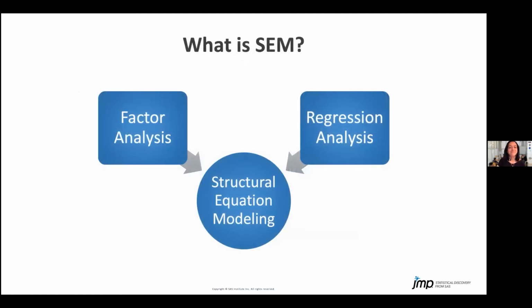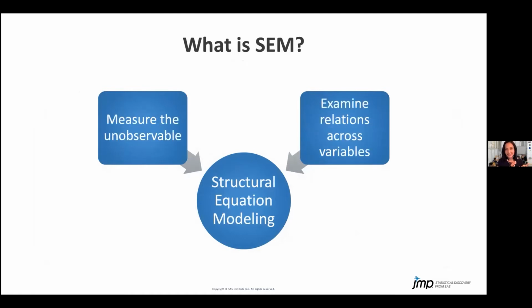All right. So structural equation modeling is a framework where both factor analysis and regression analysis come together. And from the factor analysis side, what we gain is the ability to measure the unobservable. All right. Oftentimes we call these latent variables. And from the regression analysis side, we gain the ability to examine relations across variables, whether they're observed or not observed directly. And so when you bring both of these things together, you have a very flexible framework, which is SEM.